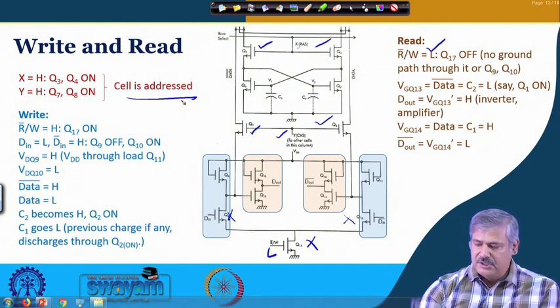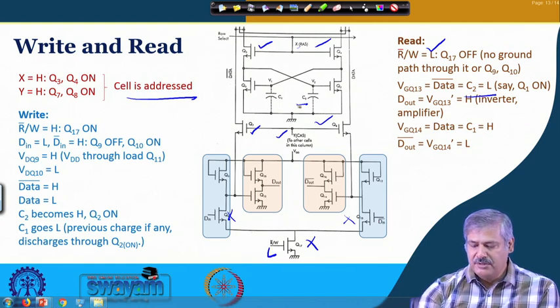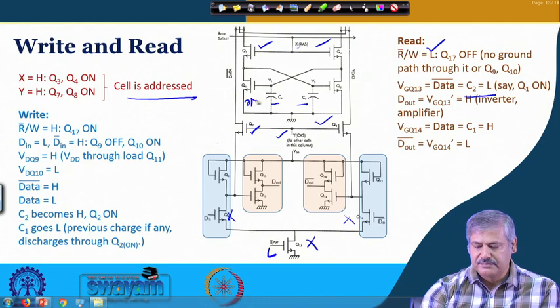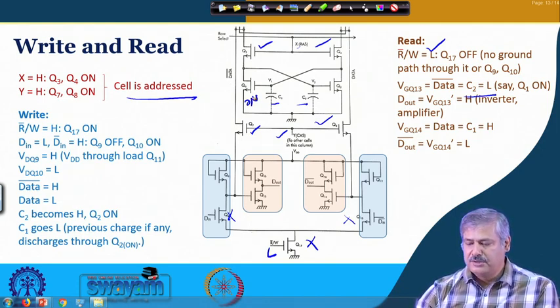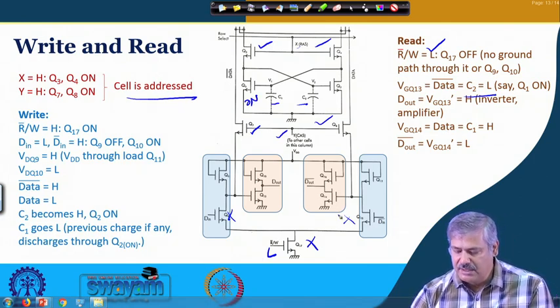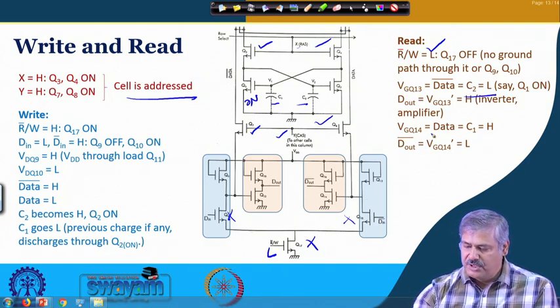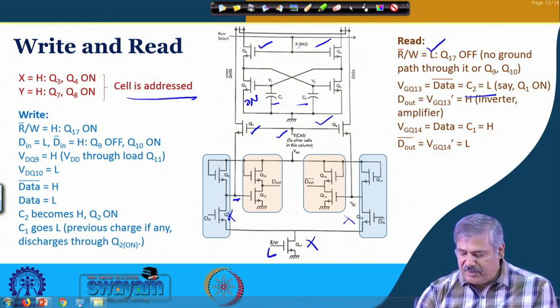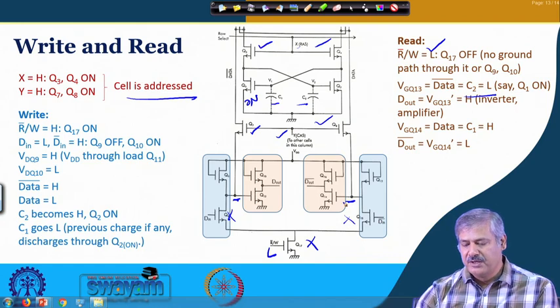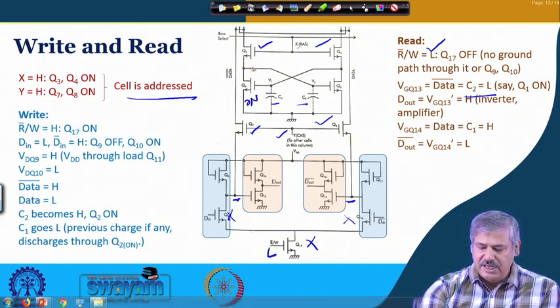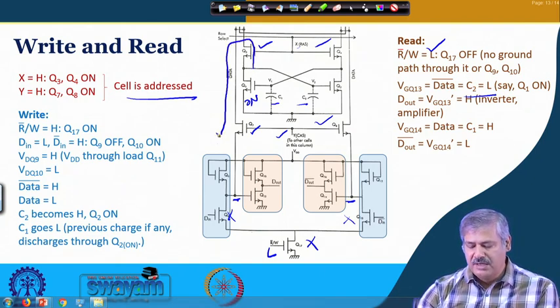Now say C2 is low, that means C1 is high, so Q1 is on. What will happen at that time? This is Q3, this is Q13, the read amplifier, and this is Q14, another read amplifier. If this is low, this low will come through here, so it is low over here and low over here. This is the inverter configuration amplifier, so D out will be high. So with C2 low, that is Q1 on, D out is high.